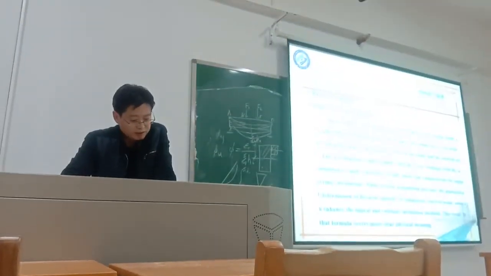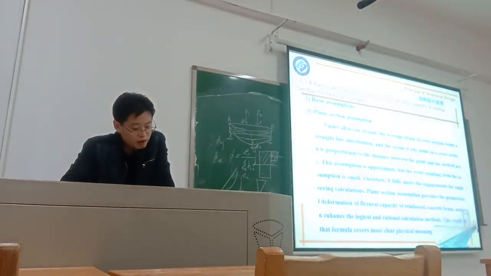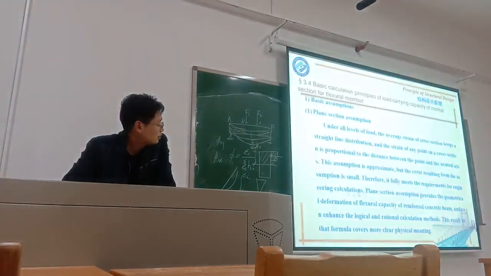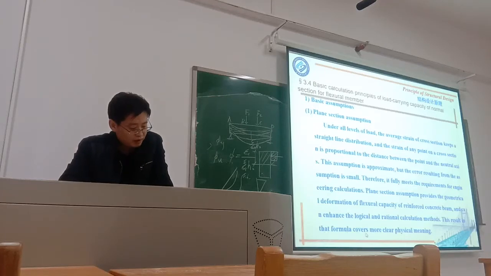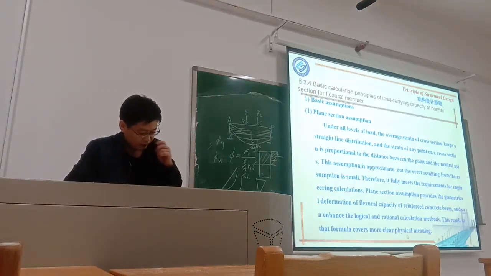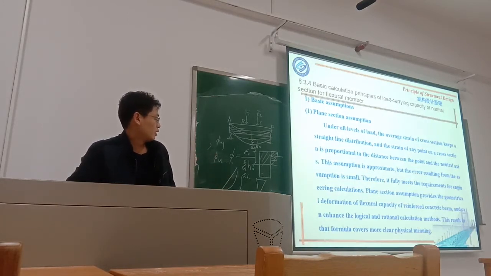This assumption is approximate, but the error resulting from it is small, so it fully meets the requirement for engineering calculation. So the plane section assumption provides the geometrical deformation of the flexural capacity of the reinforced concrete beam and enhances the logical and rational calculation method. This gives the formula a clearer physical meaning, so the calculation and the formula are very easy to understand and easy to calculate.